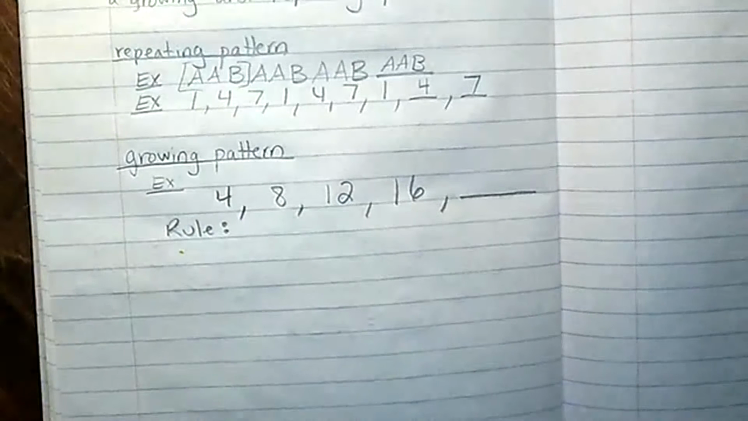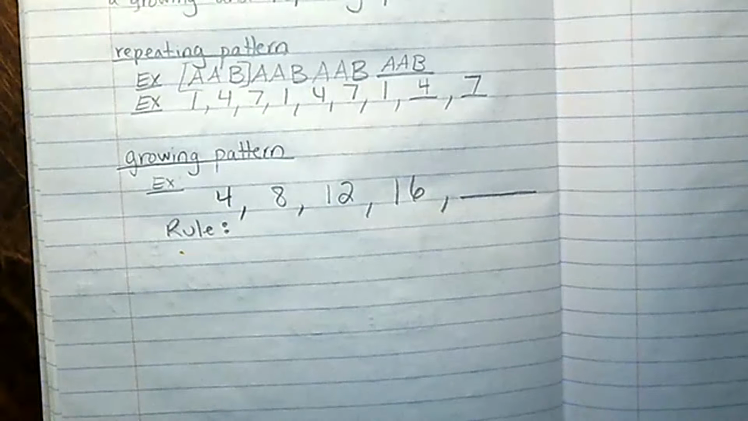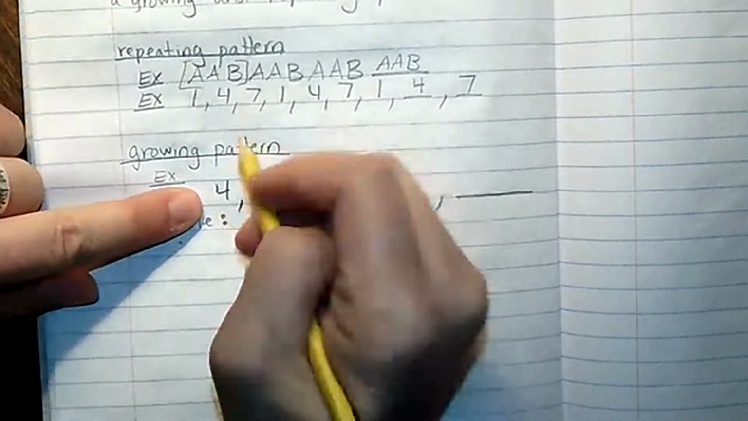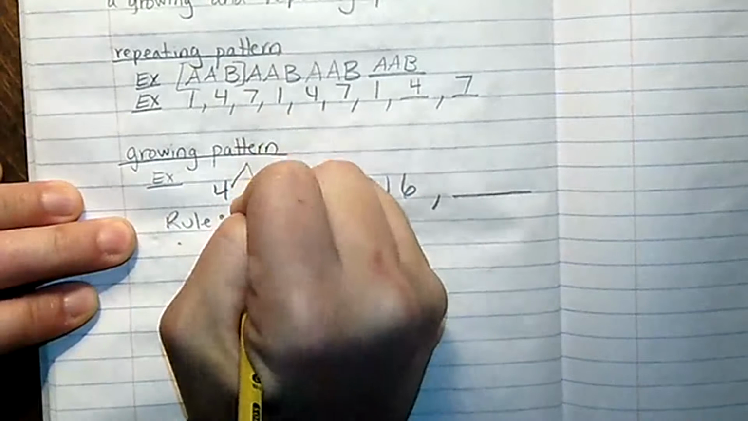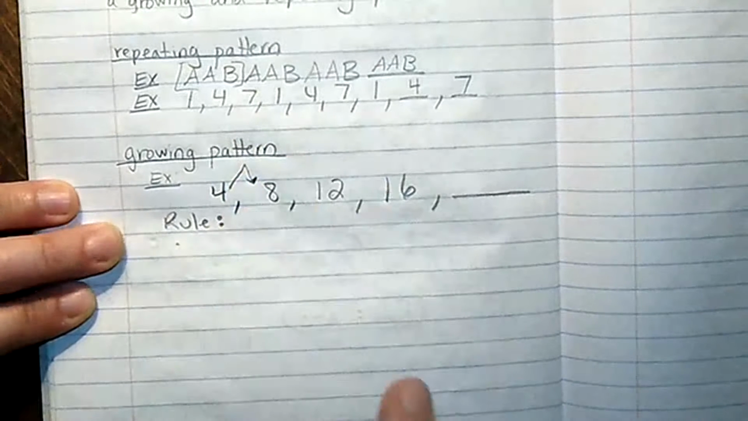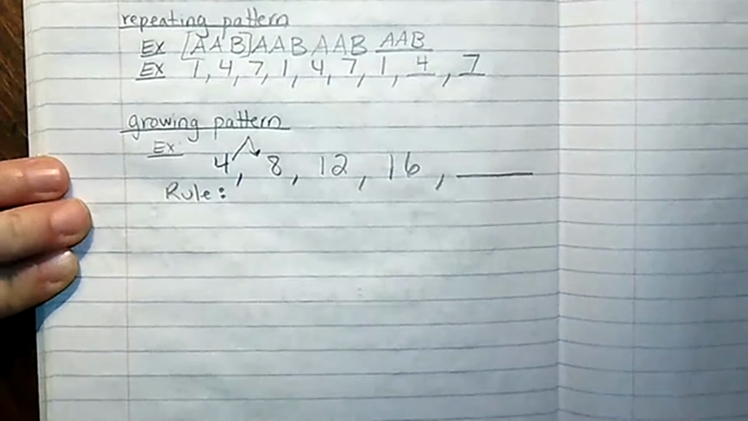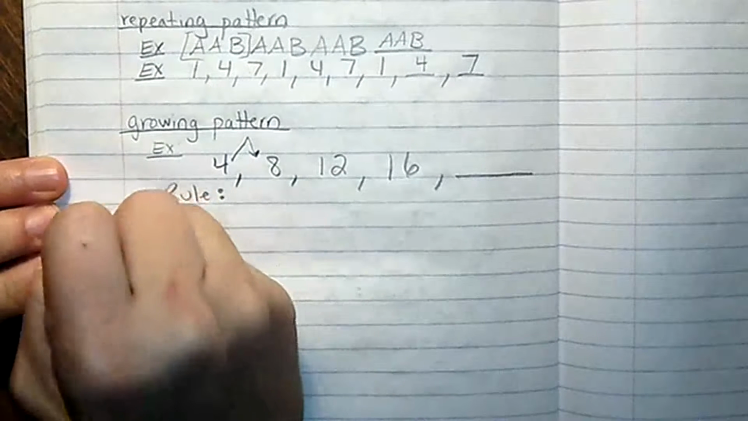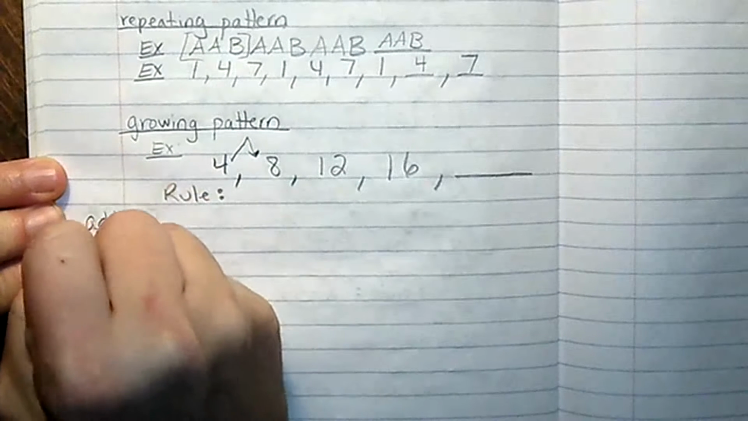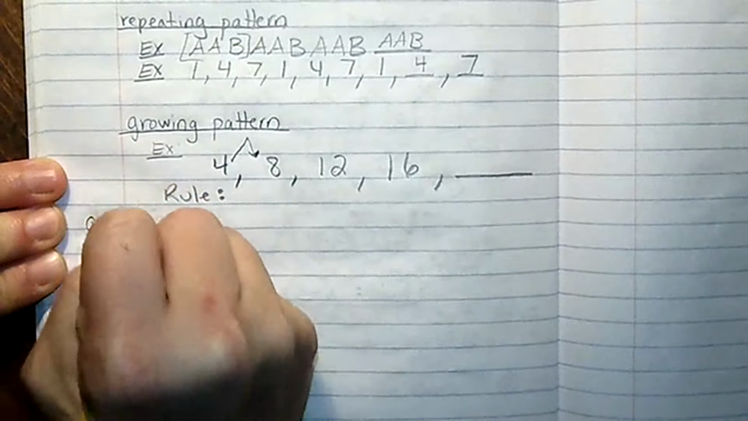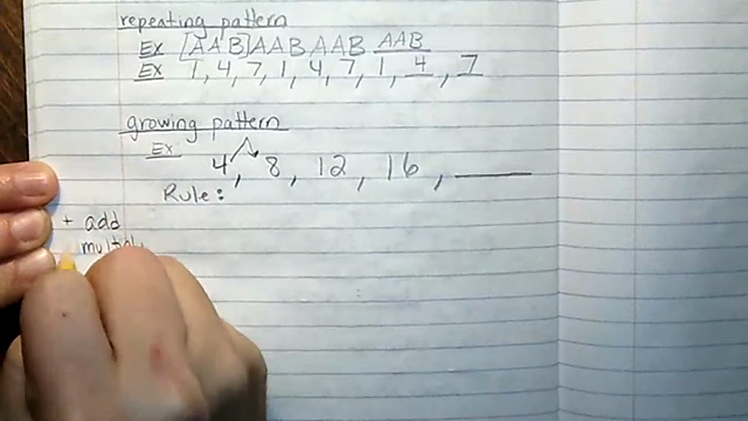So let's do both. First, we have to find the rule. Now, the rule has to happen between each set of numbers. Remember, one number goes in, something happens to it, and then a different number comes out. So 4 goes in. What happens to it to get to 8? Well, let's think first. Is it going up or going down? It's going up. So I'm thinking in my head, okay, this is either add or multiply. Right? These are my two choices.